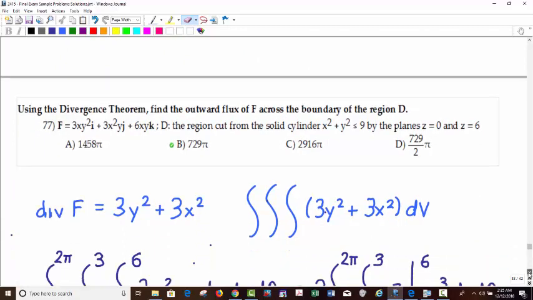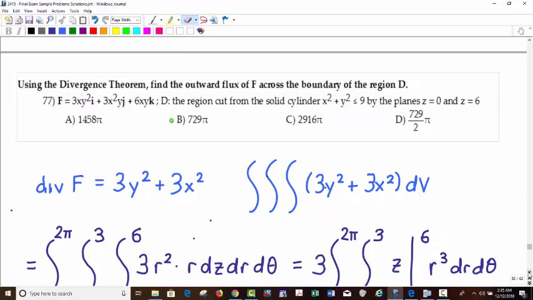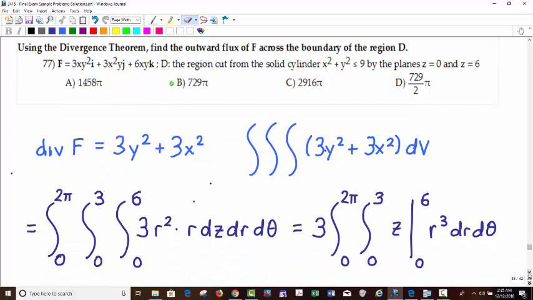So let's see what we have here. The divergence theorem is we take the divergence and we integrate it across the triple integral region, dv.